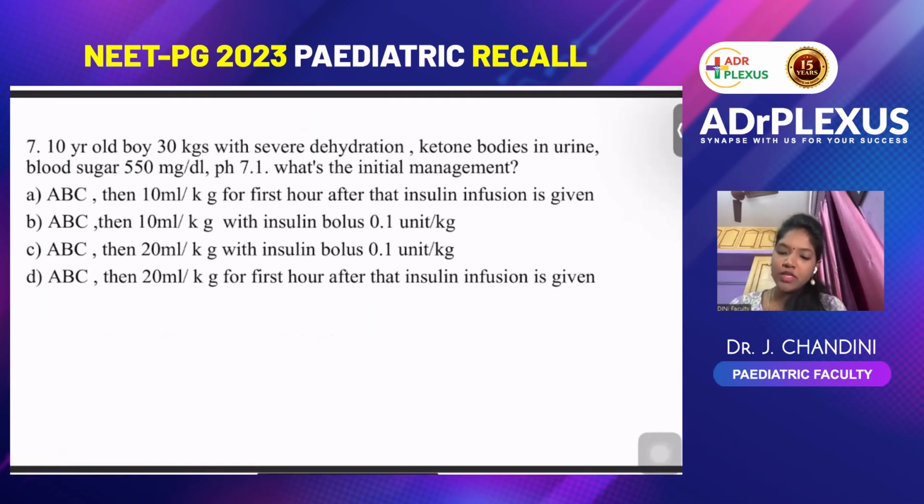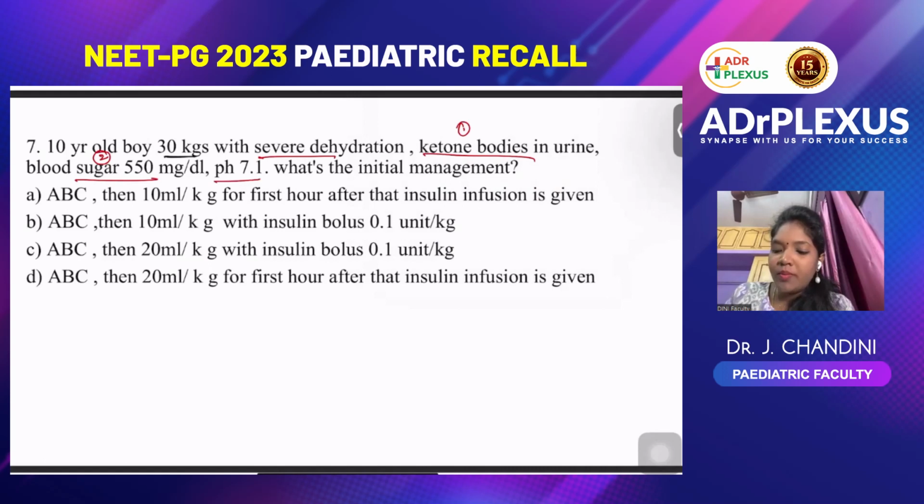The next question was a scenario. It was a 10-year-old boy, weight 30 kgs, with severe dehydration. Ketone bodies are there in the urine. Next, blood sugar is 550 milligram per deciliter. Is it normal? No. Definitely the baby is having hyperglycemia.